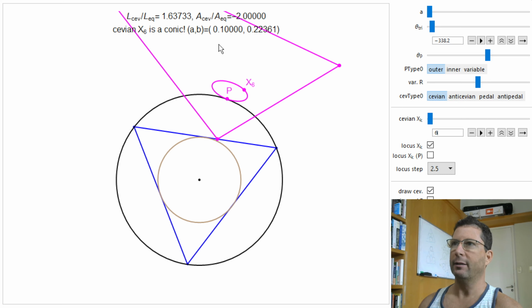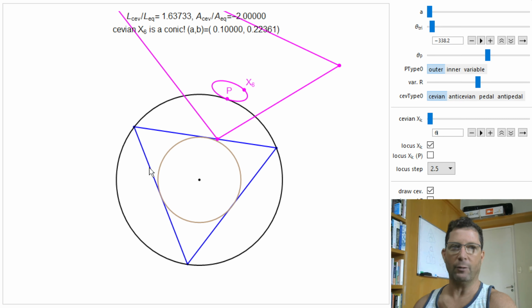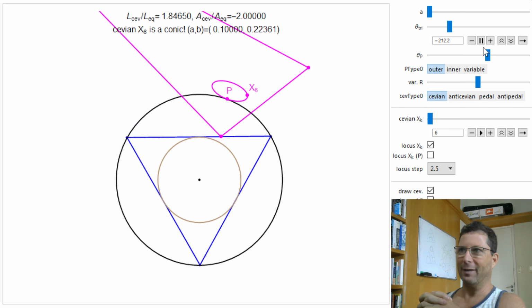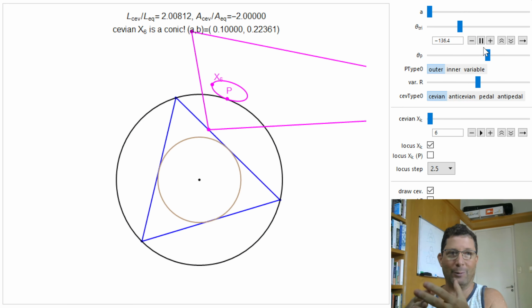So 0.1, I forgot to say, but the circumradius of this family, I set it to exactly 1. So what this means is this is 1/10 of the circumradius of my equilateral family. So I have this sort of canonical locus of X6 in the sense that it's connected with an equilateral.